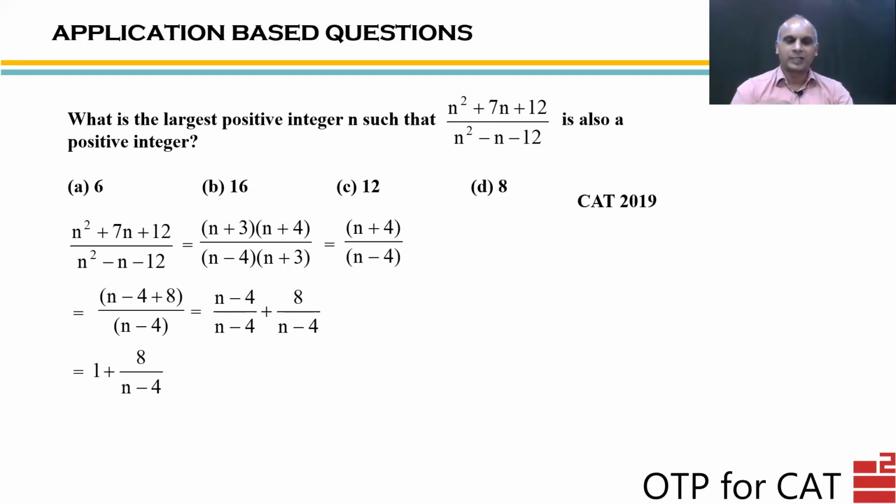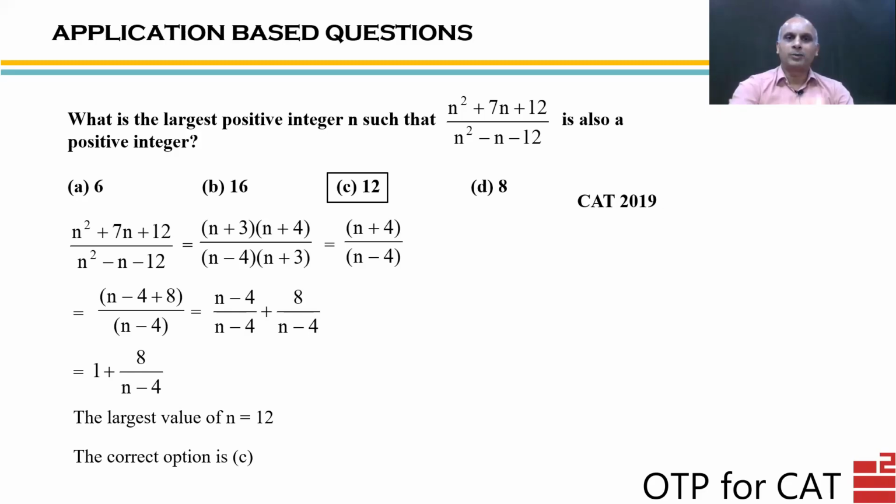For this expression to remain a positive integer, the second term must be an integer. And for that, n minus 4 cannot exceed 8. So the maximum value of n minus 4 will be 8, and that means the maximum value of n will be 12. And that is the answer.